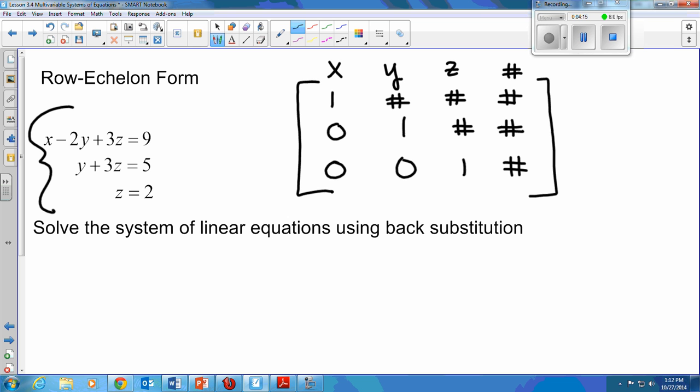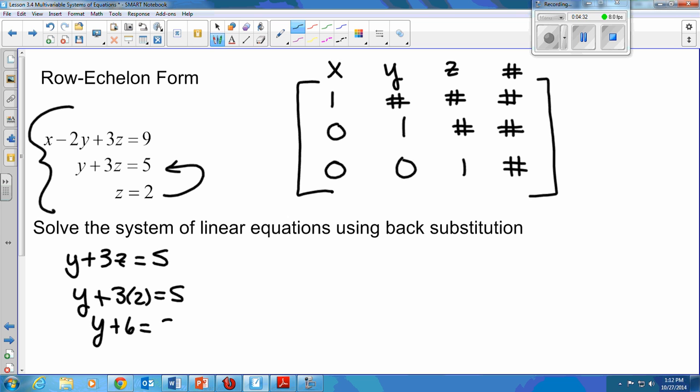So if I've got z, I'm going to go back to the equation before that, and I'm going to plug in what I know z is. So if I have y plus 3z is 5, but I know z is 2, I have y plus 3 times 2 is 5. So when I use back substitution, I can solve this next equation, and I get y is -1.